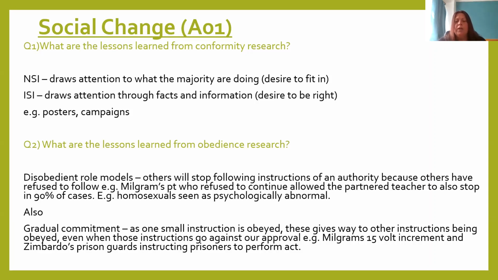Secondly, I want to bring in the idea of gradual commitment. People are more likely to change if it's a gradual thing. If we're asked to do one thing and we do that, then we're more likely to do another thing. So if one small instruction is obeyed, this gives way to other instructions being obeyed, even if those instructions go against our own approval. Again, think in terms of Milgram, very cleverly, gradual commitment, 15-volt increments. You've somehow gone from 45 volts all the way to a potentially deadly 450 volts, simply because the increases are minimal.